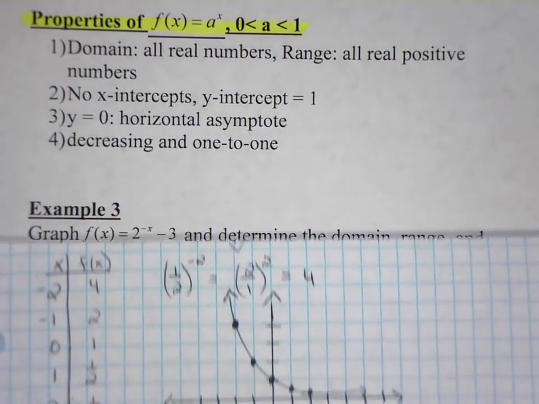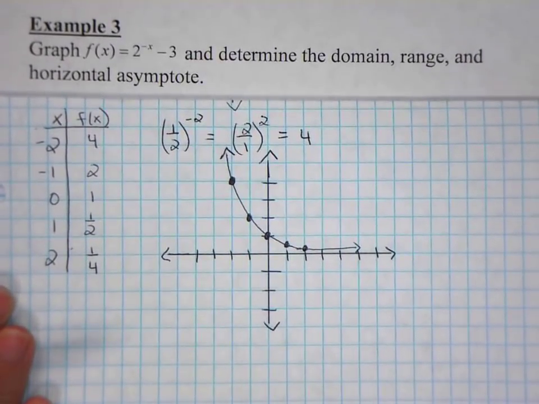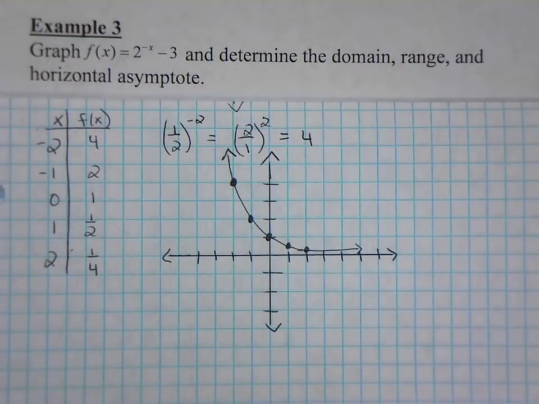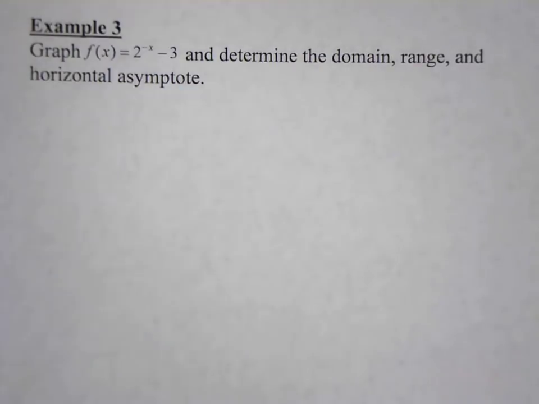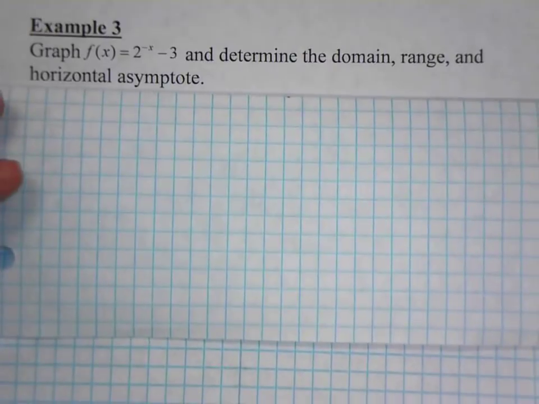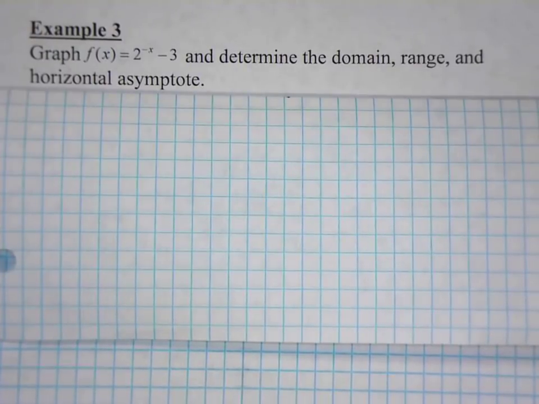And then just to finish up our notes, we're going to do example 3. And this is going to be to take a graph like we did in example 1 and apply some transformations to it. So we're supposed to graph f of x equals 2 to the negative x minus 3, determine the domain, range, and horizontal asymptote. And all those things, if you'd like, you can determine after the graph.